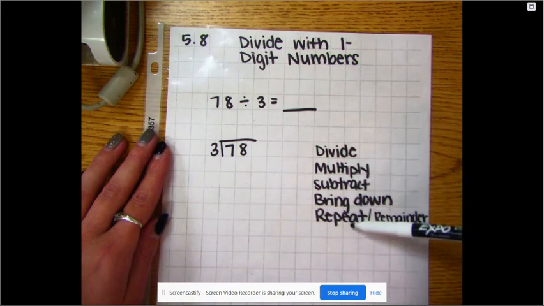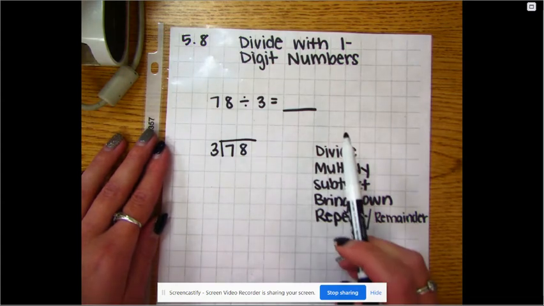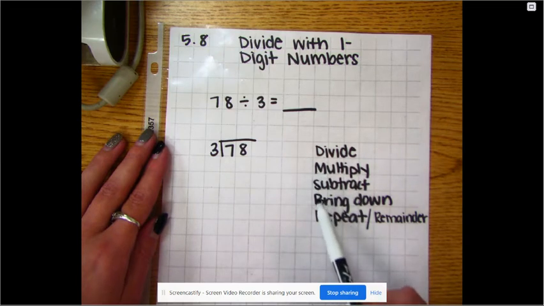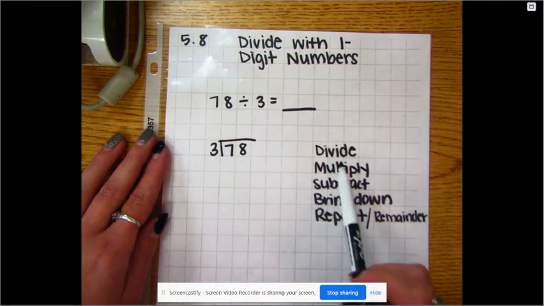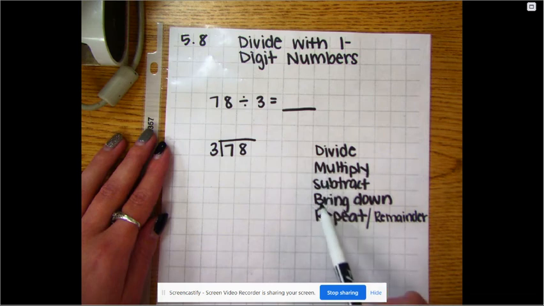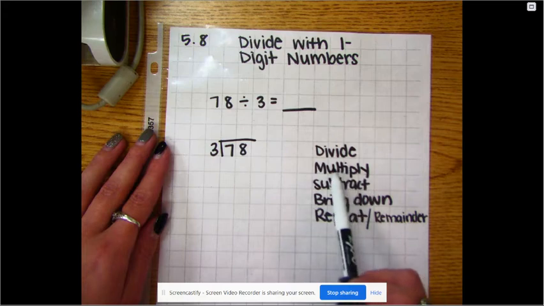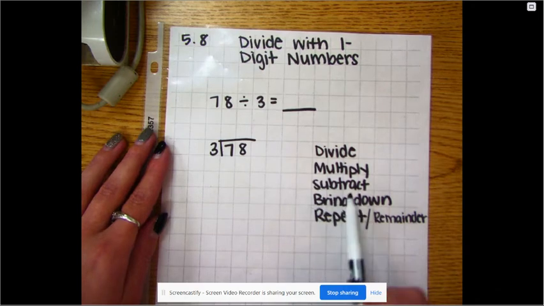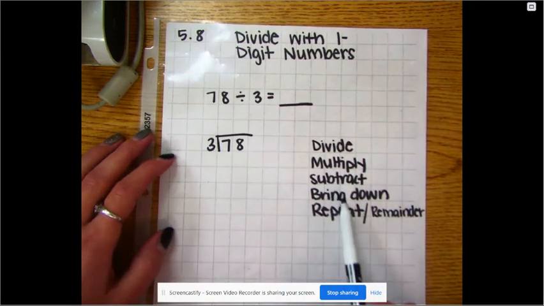Another way to remember this is to make up an acronym. There's an acronym like dead monkeys smell bad. That would be a way to remember that you need to divide, multiply, subtract, and bring down. Dead monkeys smell bad. Divide, dead monkeys, multiply, subtract, smell, subtract, bad, bring down. Whatever method is going to help you.